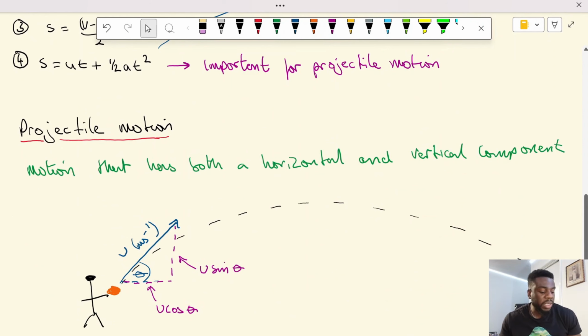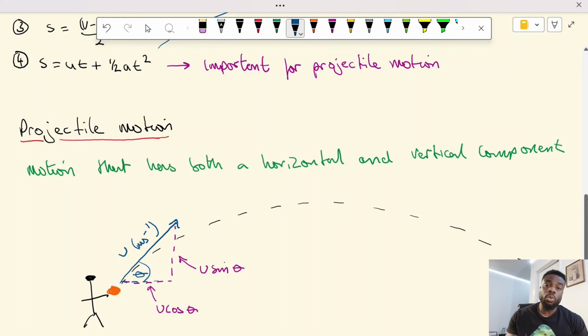So here would be a basic example of a projectile motion situation. Some dude has a ball and he chucks it, right? He chucks it at an angle. Now, projectile motion is describing motion that has both a horizontal component and a vertical component to the motion. If we look at the initial velocity u that this ball is thrown with, we can literally use trigonometry. So remember from lesson 1, we can use trigonometry to decompose it into horizontal and vertical components.